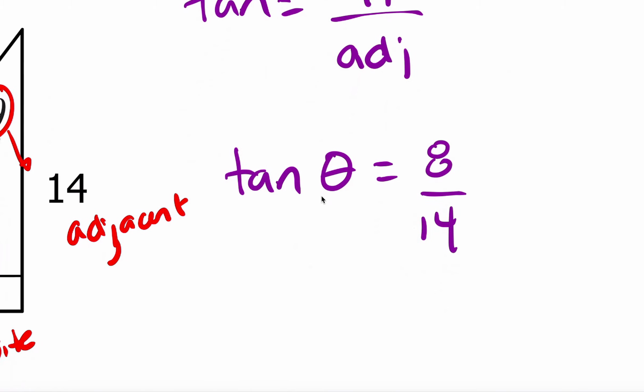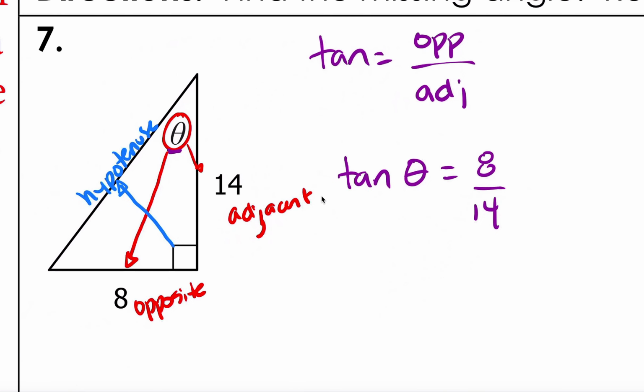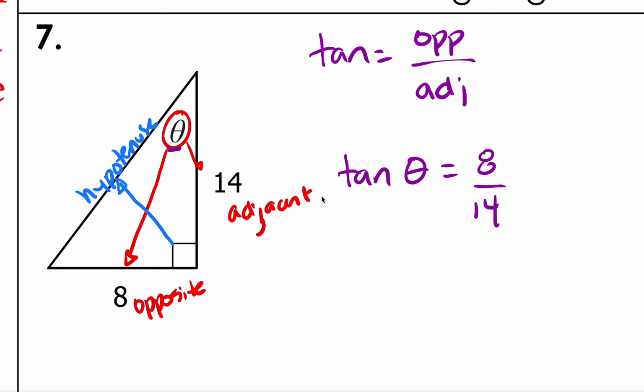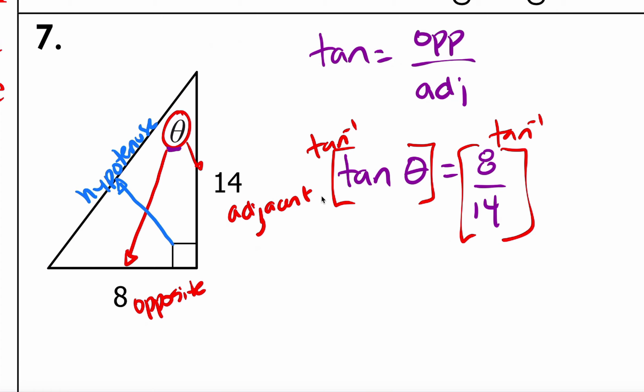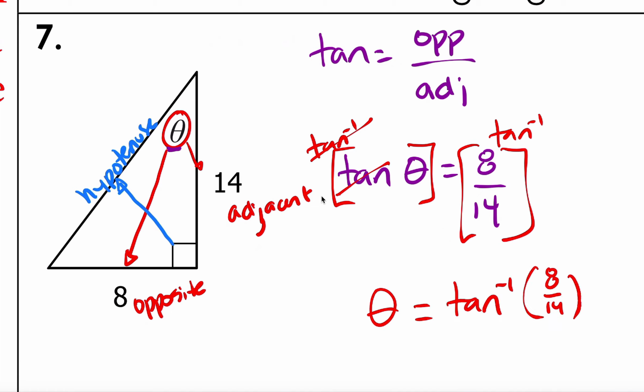So if I go back to number 7, I have the tangent of theta equals 8 over 14. Well, I want to get rid of this tangent, so what's the opposite of doing tangent to an angle? Inverse tangent. But if I do it to one side, I have to do it to the other. So this inverse tangent and tangent cancel out, so I get theta equals the inverse tangent of 8 over 14. So that's what you would have to put into your calculator. Be careful though, because I want to find the inverse tangent of this whole thing, 8 over 14. That's why I put in parentheses. So make sure when you put in your calculator, you put 8 over 14 in parentheses.